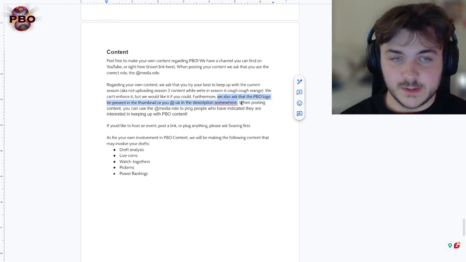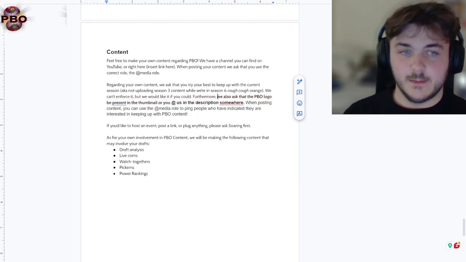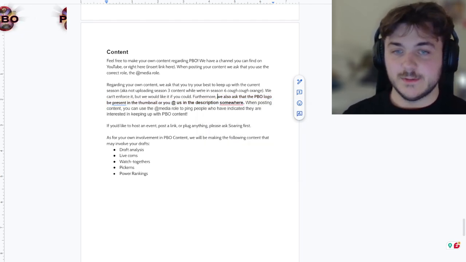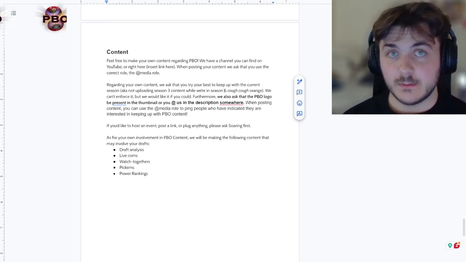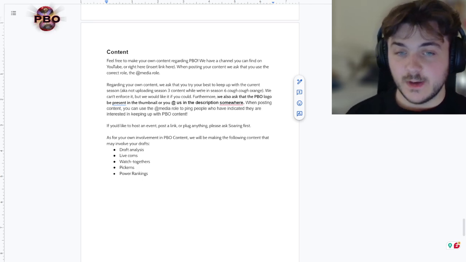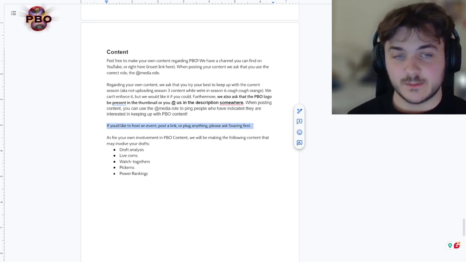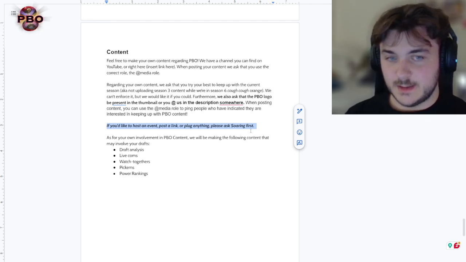Use the description somewhere. Let's bold that. When posting content, you can use the @media role to ping people who have indicated they are interested in keeping up with PBO content. If you'd like to post a link in an event or plug anything, please ask Sworn first. Let's bold that and italicize that.